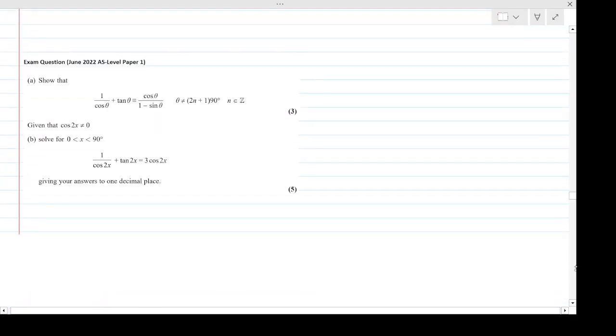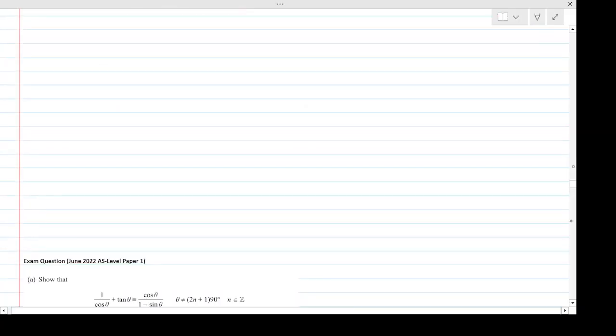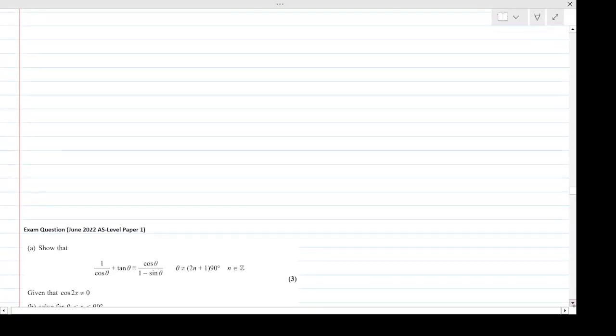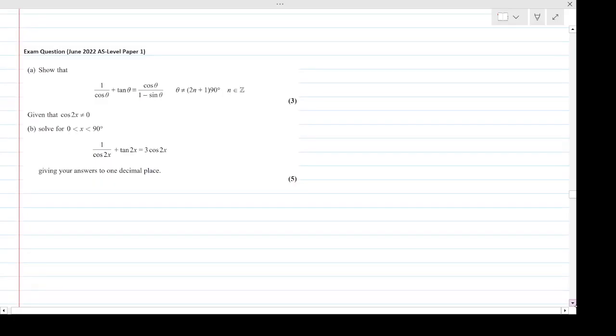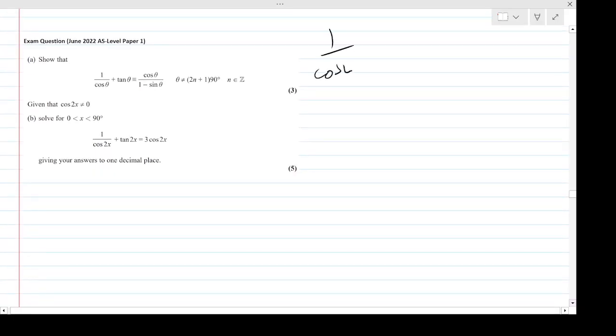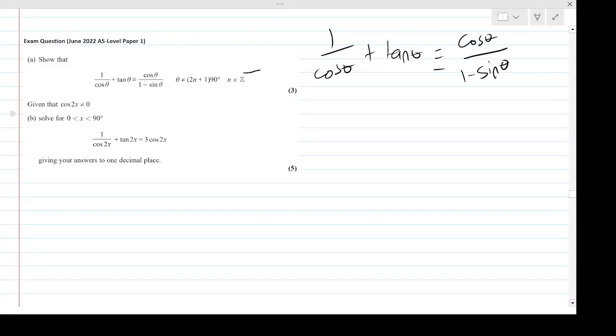Okay. Let's have a look at this question then. So we firstly need to show that 1 over cos theta add tan theta is identical to cos theta over 1 minus sine theta. So we need to prove an identity. Now actually, we did this exact question when we did the identities in chapter 10.3. So I did do it already, so I'll do it quite quickly now.